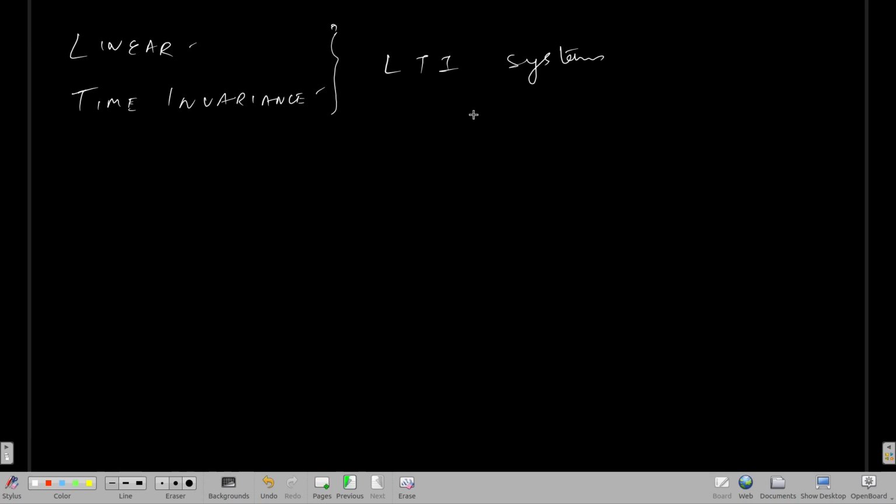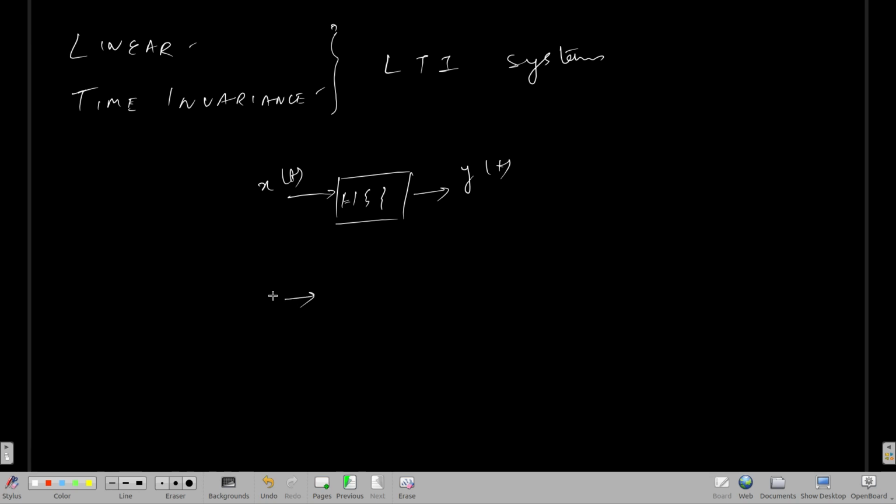So what is the importance of this? Why is this linear time invariant property important? Because it helps us model the system using a mathematical function, right? Suppose we have a system H. When given an input x of t, it gives an output y of t.